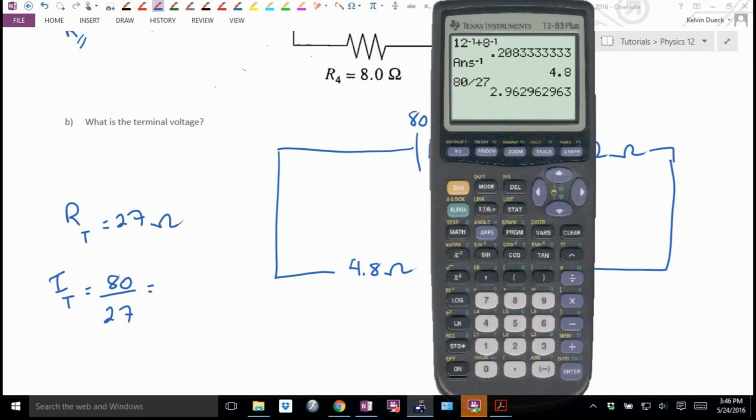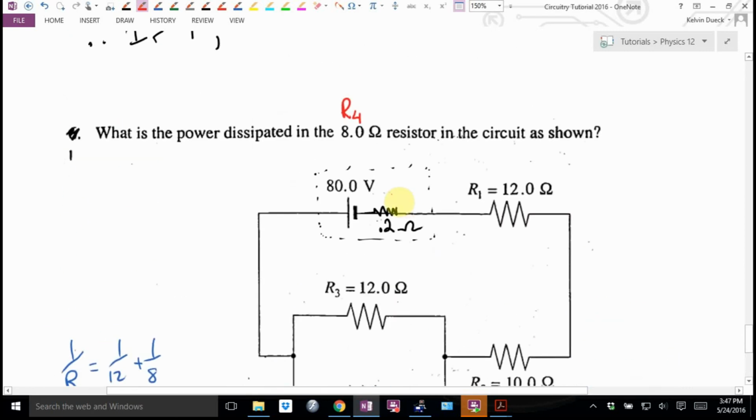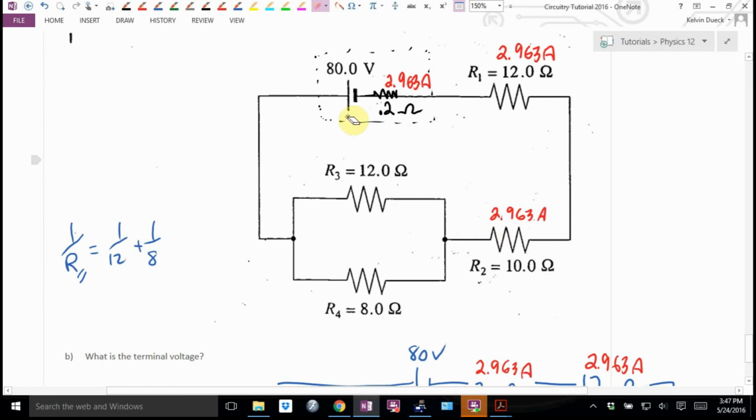Thought I was doing well. 2.963 amps. And I'll draw that on my mathematical equivalent. 2.963 amps, and heck, I'll even draw it up here. So I have 2.963 amps in each place. Gonna make it, Clay? Oh, I cannot break this up.